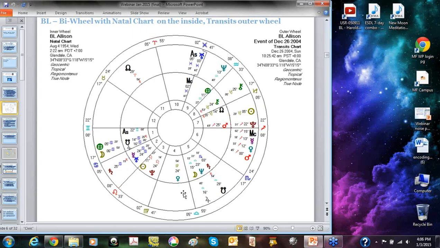But look at transiting Saturn. Oh joy, don't we all love transiting Saturn? Look at what he's doing.